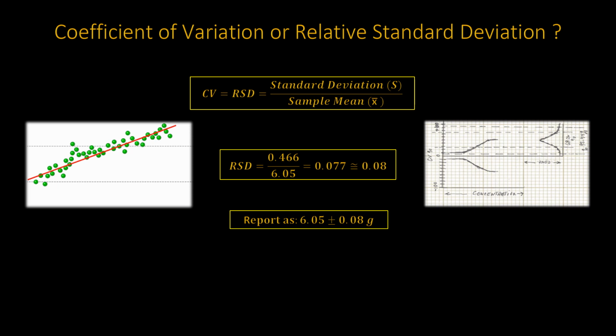Applying some hypothetical values as shown, the relative standard deviation is 0.077, or rounded to 0.08. It could also have been stated that the coefficient of variation is equal to 7.7, or 8.0%. What is important here is that any reporting value given will have a plus or minus value attached. If this was a gold estimate report, it would be reported as 6.05 grams per ton, plus or minus 0.08 grams.